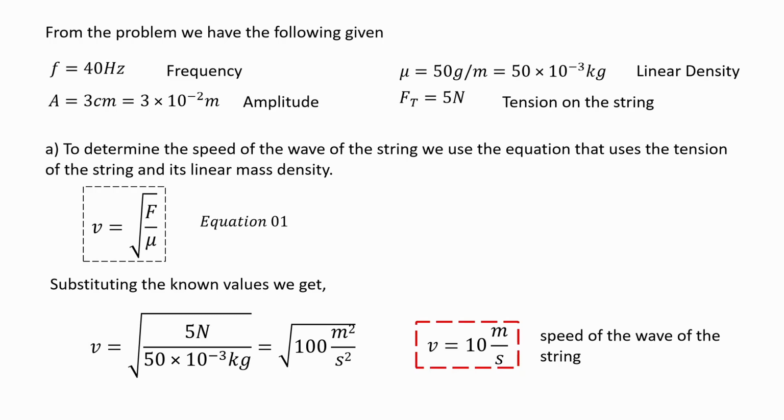To find the speed of the wave on the string, we use equation 1 here and substitute the known values, which are the tension and linear mass density of the string. We see that the speed of the wave on the rope is 10 meters per second.